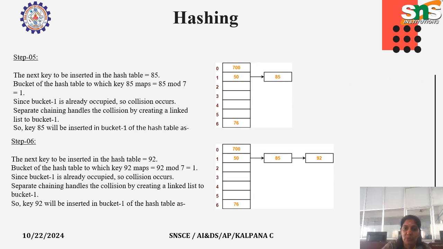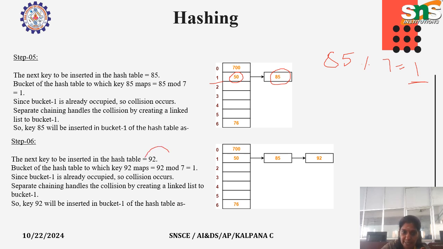Now see the next value, 85. 85 modulo 7 gives 1. At location 1, 50 is already residing, occupied. So I have to create a linked list at location 1 and place 85, connecting 50 with 85. In this fashion I can create a linked list and insert things.